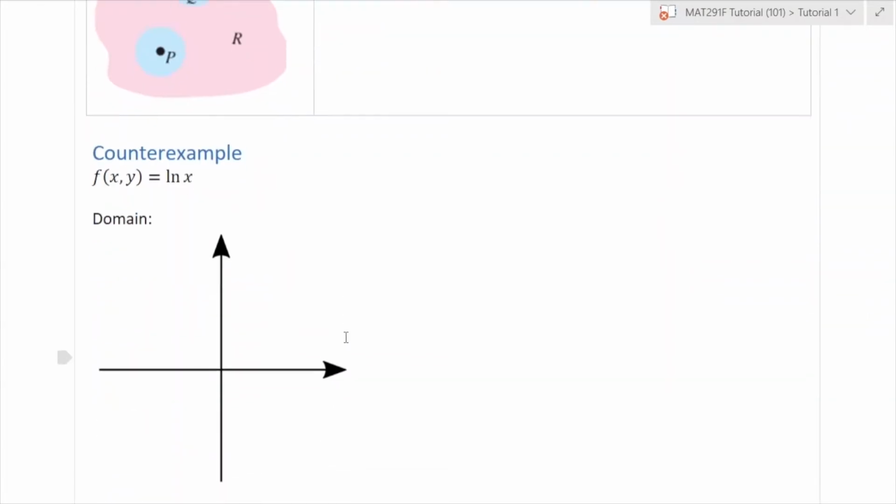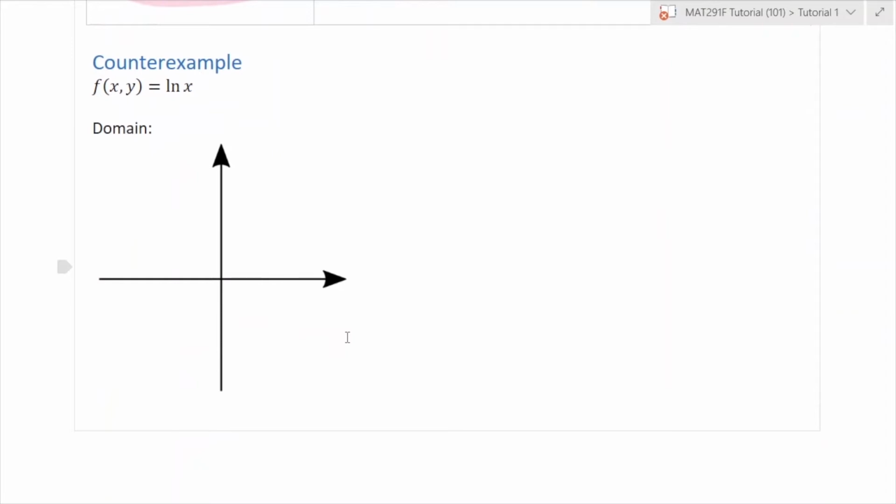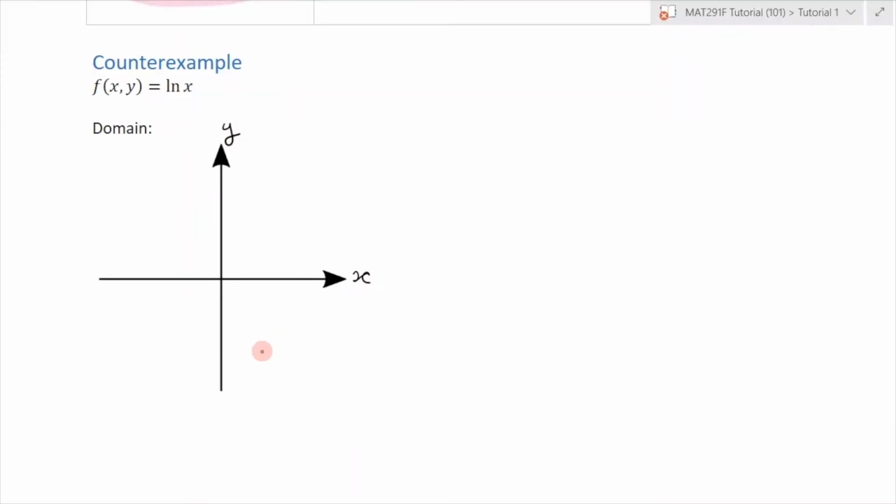So then the counterexample would be like this. f of xy equals ln of x. Let me sketch the domain. Let's make it in red so it's more visible. You see, if x is greater than 0, everything is fine. If x is less than 0, then we're outside the domain. And if x is equal to 0, we're also not in the domain. That's why I'm drawing a dashed line to show that it's not included in the domain.